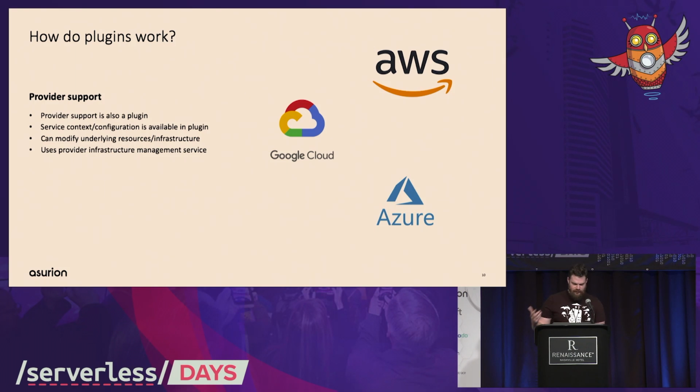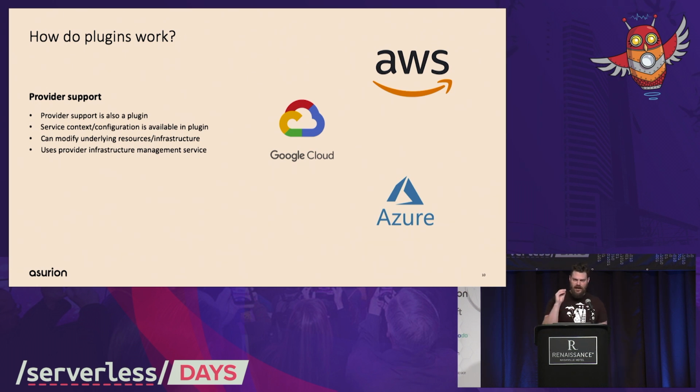Another thing about plugins, like I mentioned before, provider support itself is just a plugin. Serverless creates them, but you can contribute to them. And if you really wanted to, if there's some provider out there that Serverless doesn't support, you could maybe make a plugin for it. So AWS support is in the core framework. Other providers are pulled in based on configuration that you give in your YAML.